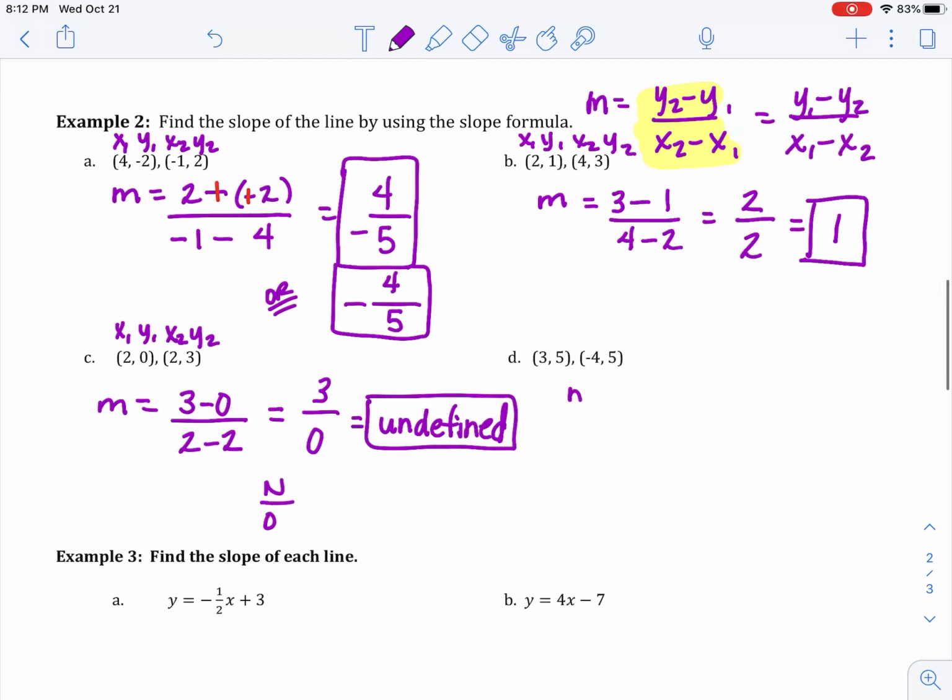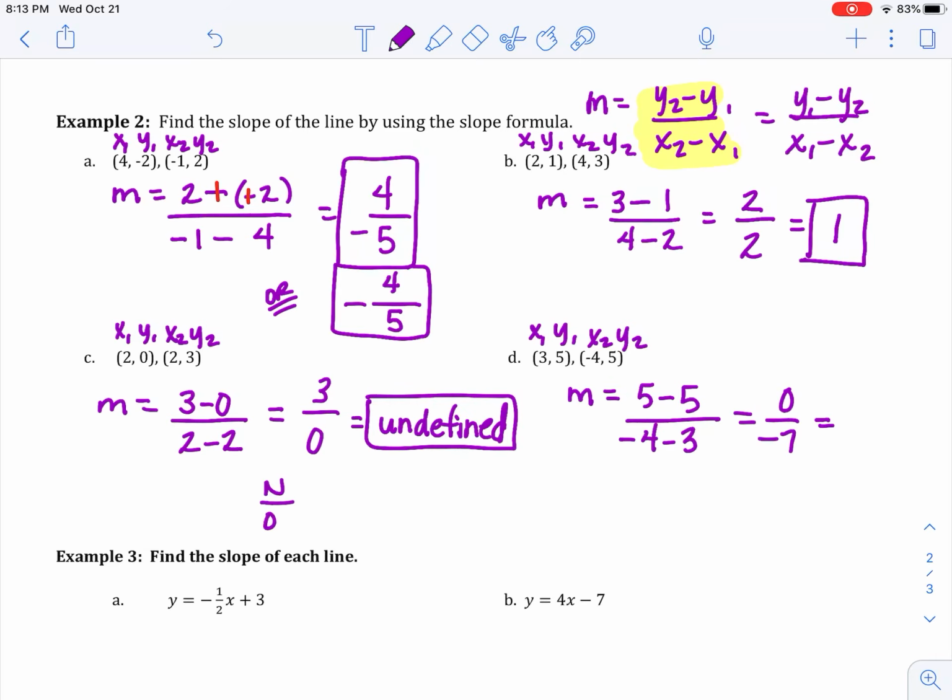All right, last one. Our slope is going to be, if we subtract our y's on the top, again, let me label those real quick, x1, y1, and x2, y2. If we subtract our y's on top, we'll do 5 minus 5. And then on the bottom, we'll do our x's. We'll do negative 4 minus 3. On the top, we get a 0. On the bottom, we get a negative 7.